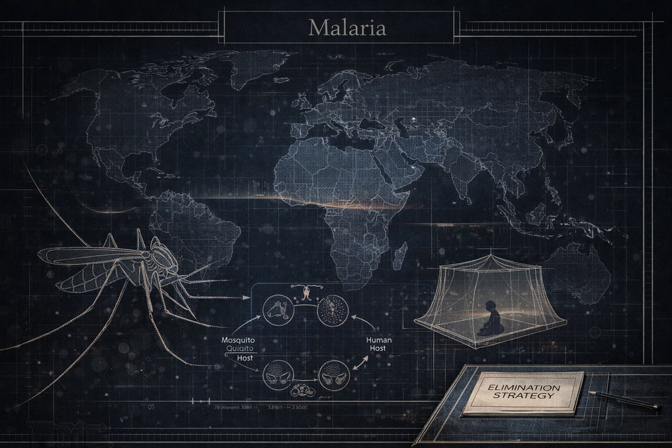Which leads us to our final analytical framework, Section 9, Challenges to Elimination. Because the history of malaria control is haunted by the fact that we actually tried to eradicate it globally once before, and we failed spectacularly. Let's talk about the Global Malaria Eradication Program, launched by the WHO in 1955.